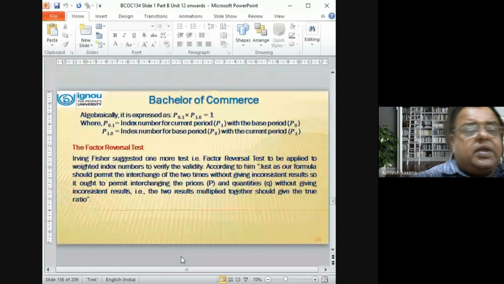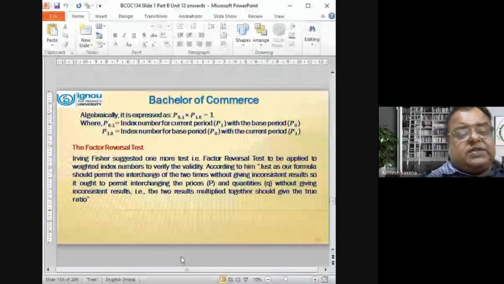Here we can see this. Numerically, if it is expressed in P01 into P10, the product. Factor reversal test.